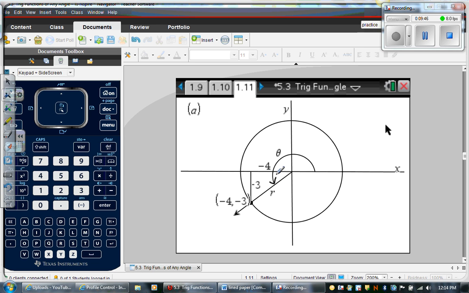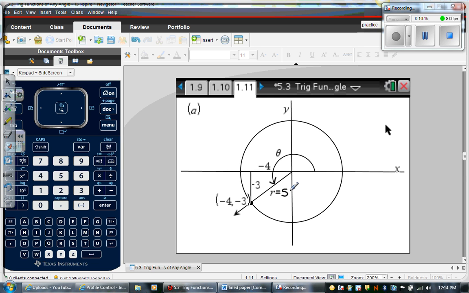Okay. So the first thing we need to do is determine the radius, or the distance from the origin to the point that we're dealing with. Okay, so my radius, right? We need to determine what that is. So what we know is, since this is the point (-4, -3), I've gone over -4 and I've gone down -3. So this is a 3, 4, and real quick, because we know our common Pythagorean triples, this is going to be our 5.